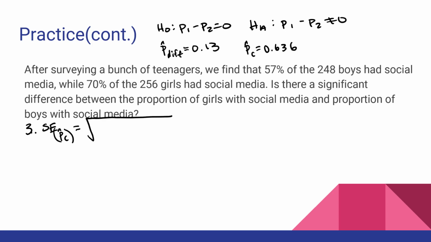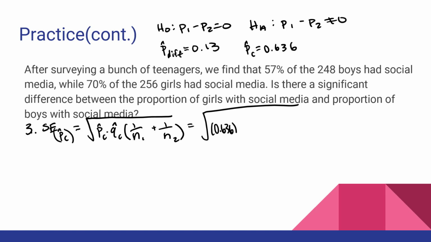So this is equal to the formula that I wrote down earlier, which is p hat c times q hat c times 1 over n1 plus 1 over n2. And this is equal to, substituting everything in, 0.636 times 0.364 times 1 over 256 plus 1 over 248. Putting that all into the calculator, we get 0.0429.